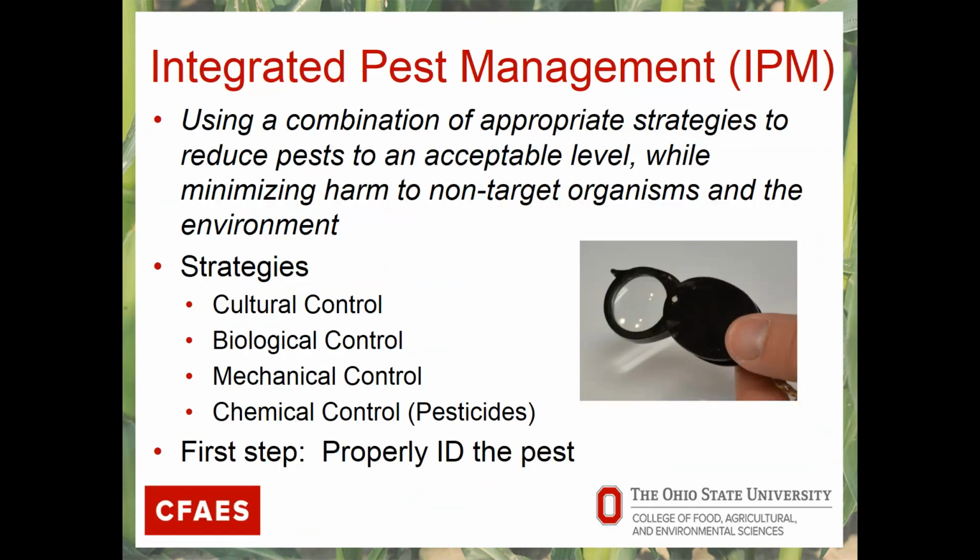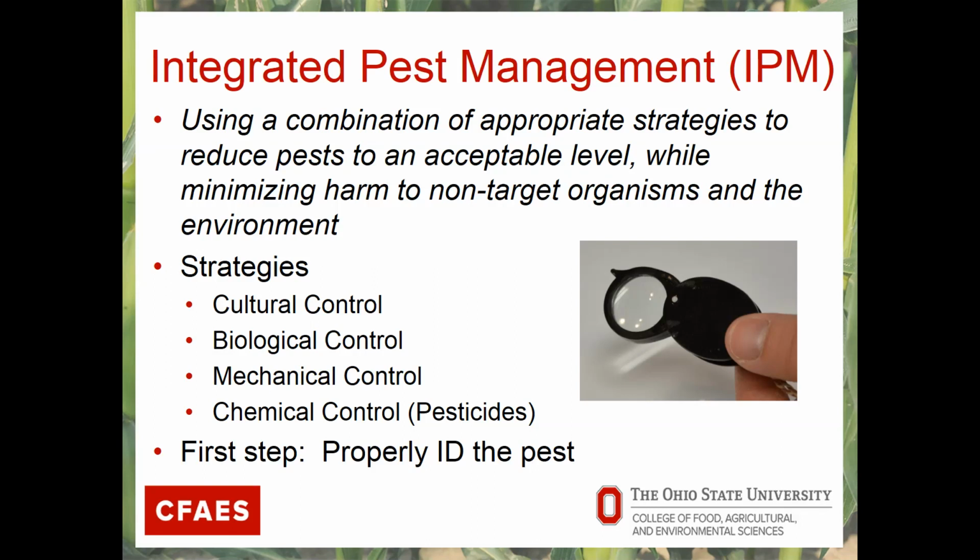IPM strategies almost always include cultural controls. Cultural control entails altering the environment so it's less favorable to the pest. This may include crop rotation, manipulating planting date, using trap crops, removing crop residues, among other things.